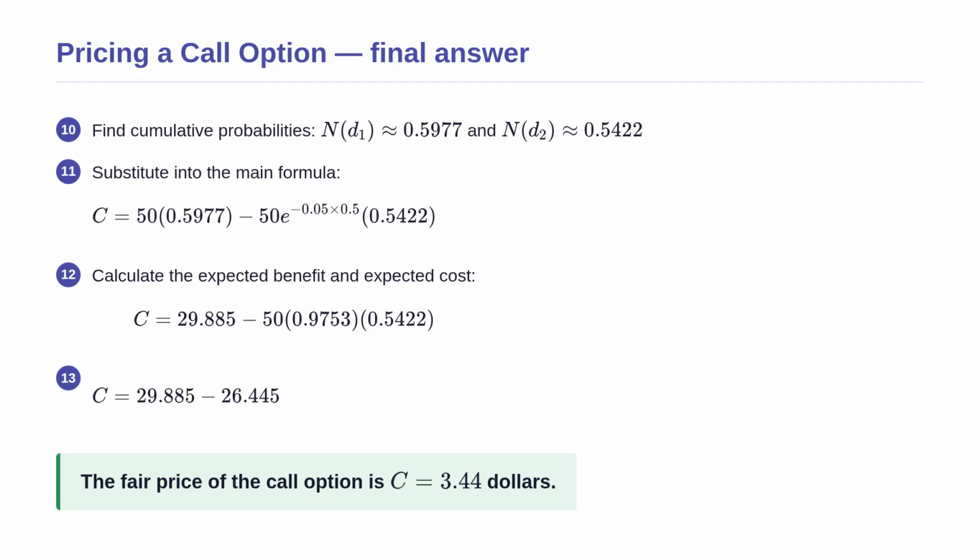We plug these probabilities, along with our stock price, strike price, and discount factor, back into the main Black-Scholes equation. We calculate the two main parts separately. The expected benefit of receiving the stock is $29.885. The expected cost of paying the strike price is $26.445. Subtracting the cost from the benefit yields $3.44. This means you should pay exactly $3.44 today for the right to buy this stock in 6 months.